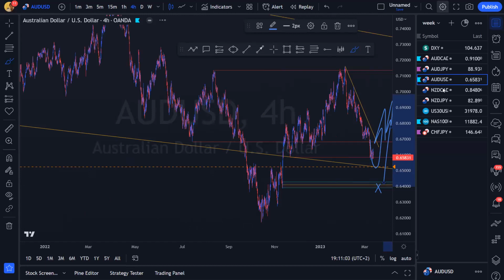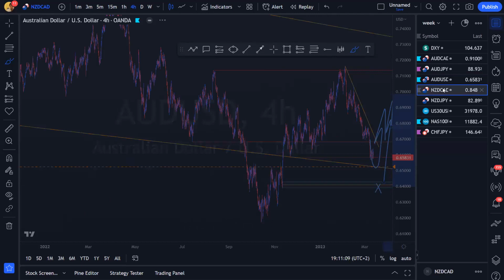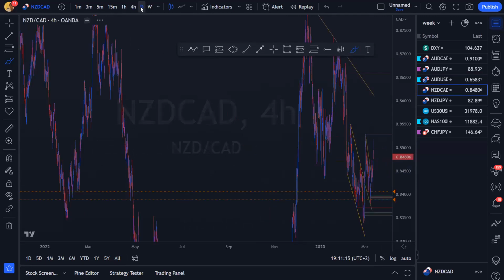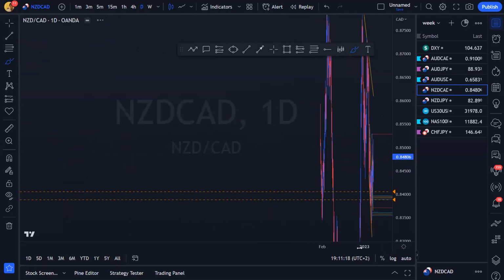Let's go on to New Zealand dollar CAD. We'll be quick on the pairs that we don't have much to do. So New Zealand dollar CAD, last week.